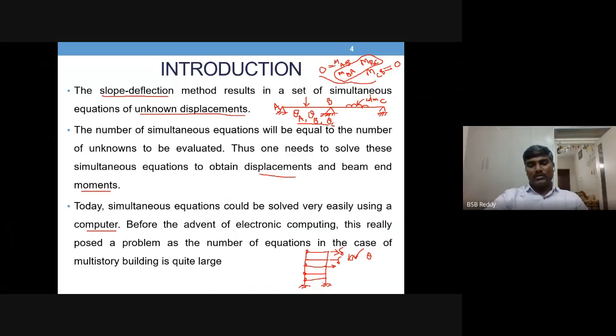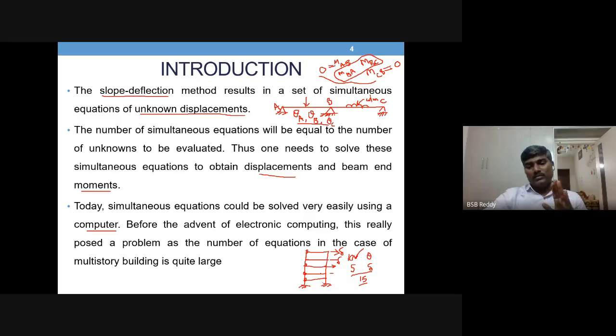So you have 1, 2, 3, 4, 5 floors here, so plus 5 displacement quantities. So a total of 15 unknowns are required to solve to get the end moments of each beam and column in this simple two-dimensional frame. Okay, don't go for three-dimensional. You can't imagine what happens to the number of unknowns if it is three-dimensional.